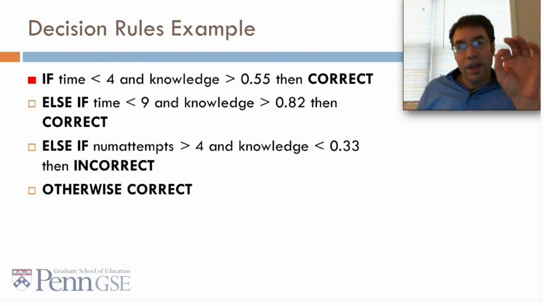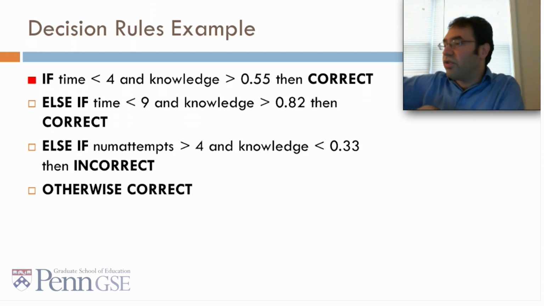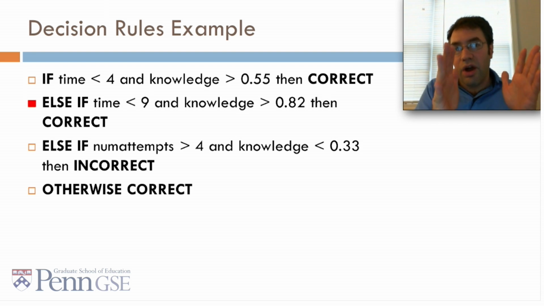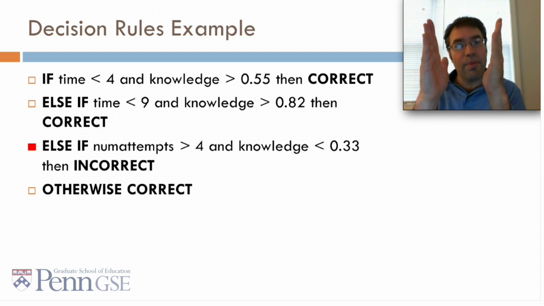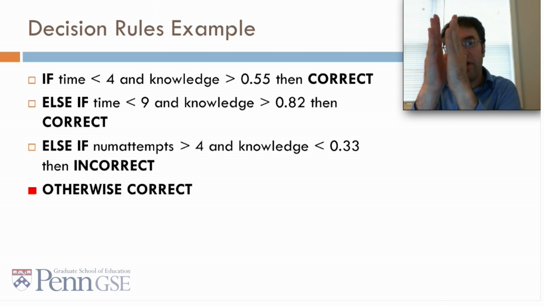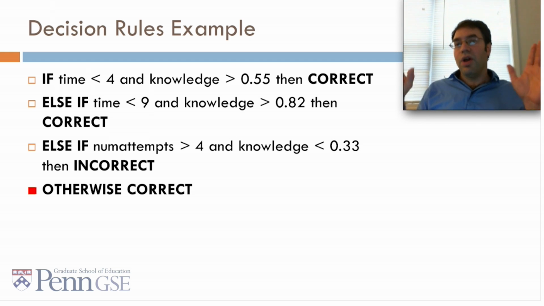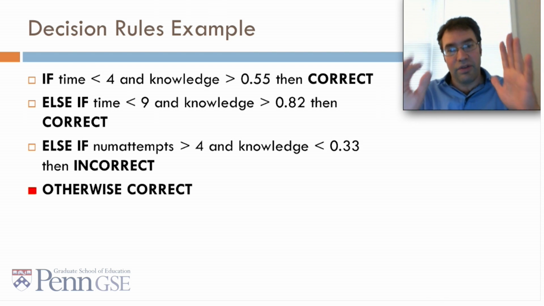So for example, if time is less than 4 and knowledge is greater than 0.55, then correct. So we take all the cases where time is less than 4 and knowledge is greater than 0.55. If they're correct, we're done. We take the remaining data and say, within that data, if time is less than 9 and knowledge is greater than 0.2, then we say correct. Now we take the remaining data and say, if num attempts is greater than 4 and knowledge is less than 0.33, then incorrect. And finally, we take the last part of the data and say, otherwise correct. So every time we operate a decision rule, we're taking part of the data and just saying, all right, we know the answer, taking the rest of the data and only considering among that.